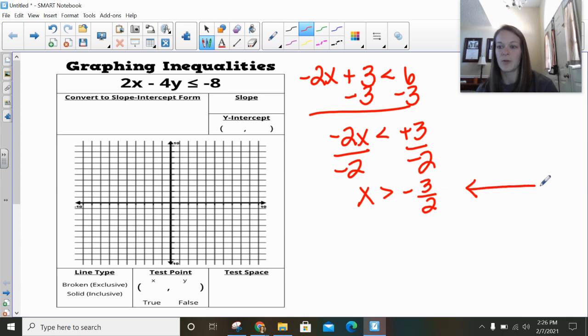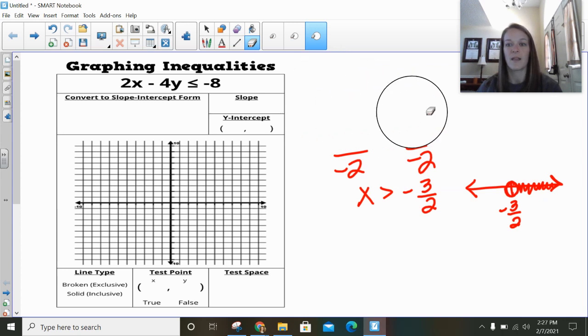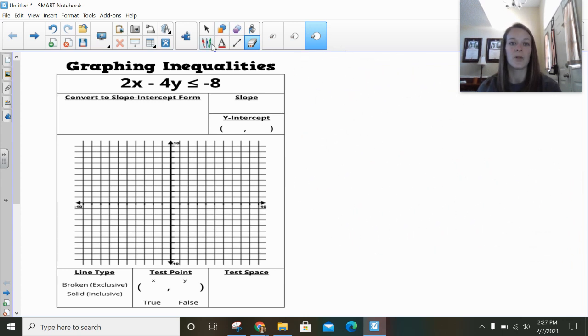And then you would have to put it on a number line. So negative 3 over 2. This one would be an open circle, and you would shade to the right. Okay, so we did this earlier this unit. Now we have to do one where we have to graph it and shade it. So that was just making that connection. It's very similar. So that's what we're going to do.